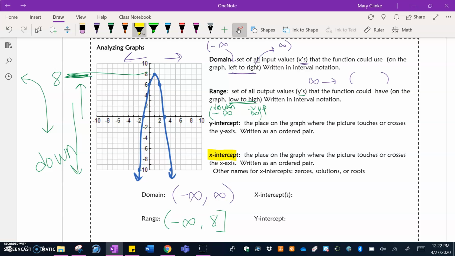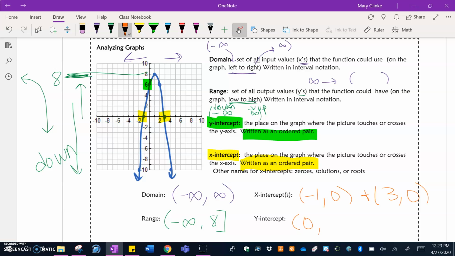Your x-intercepts are going to be where your graph crosses the x-axis. We are always going to write these as coordinate points. So these ones here happen at (-1, 0) and then at (3, 0). My y-intercept is where my graph crosses the y-axis. So that happens up there at 6. It's going to also be written as an ordered pair. So I am going to write this as (0, 6). So my x-intercepts are always going to be some number, 0. And my y-intercepts are always going to be 0, some number.